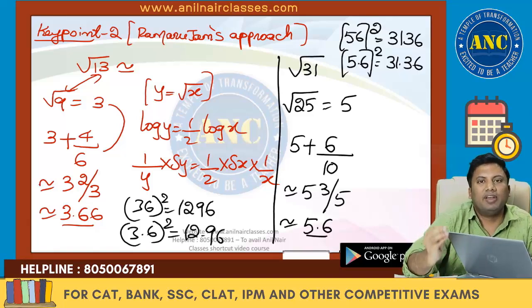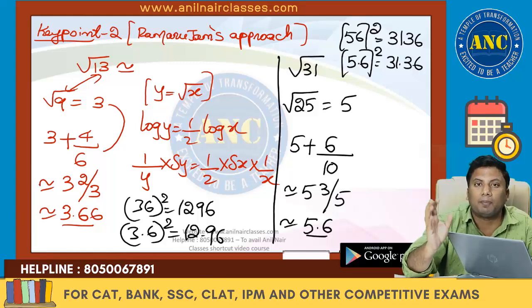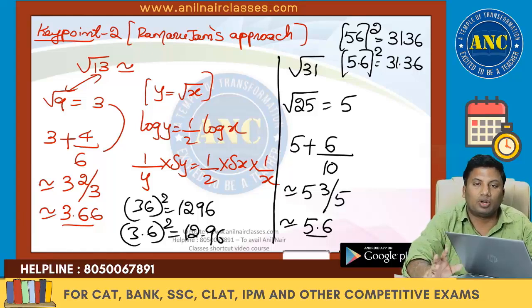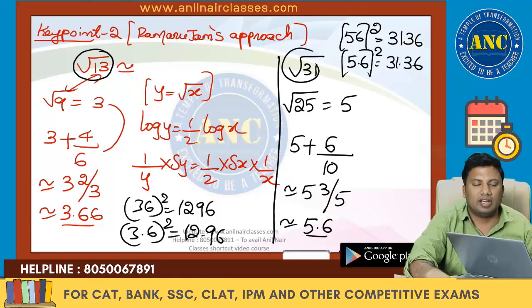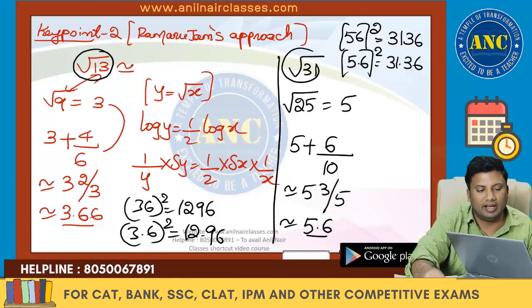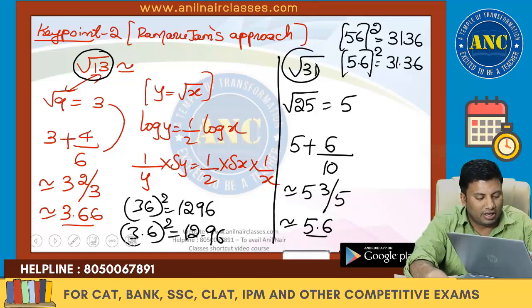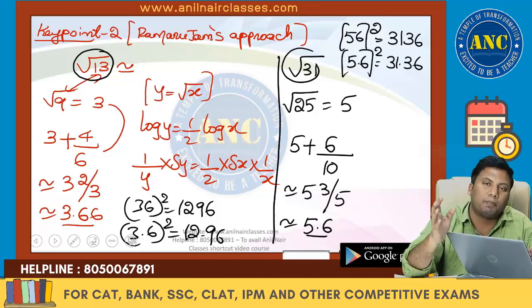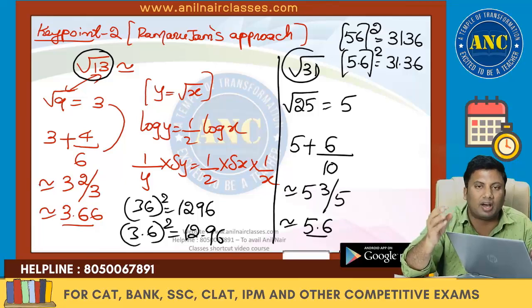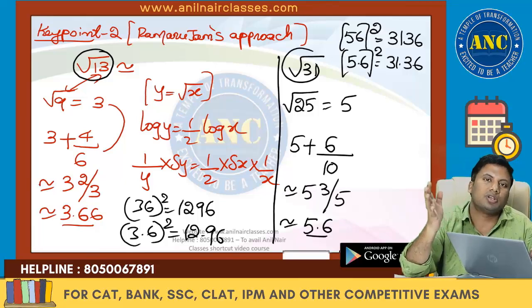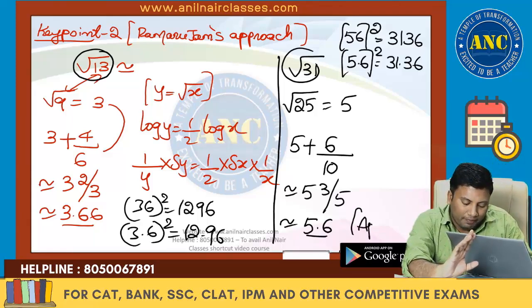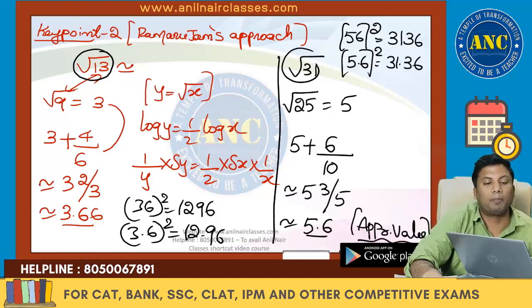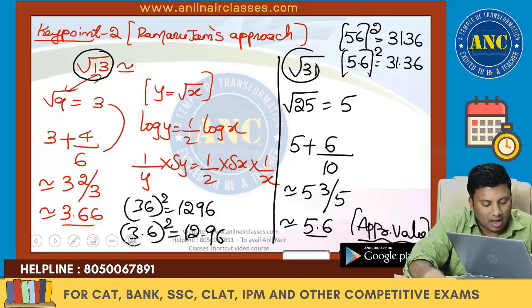So one is, we are finding the square root of a non-perfect square. Here only one term is there. I hope the idea is clear. Now key point number 3. One is the Trachtenberg approach to find the square root of a non-perfect square. Another is Ramanujam's approach. Both will give you an irrational number. It will never give you the exact value. It will give you the approximate value.